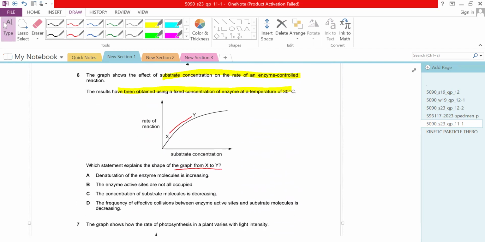No. The enzyme active sites are not fully occupied. Yes. So option B is correct because the graph between X and Y is increasing but in a decreasing way. So this statement explains the graph curve, that the enzyme active sites are not all occupied.